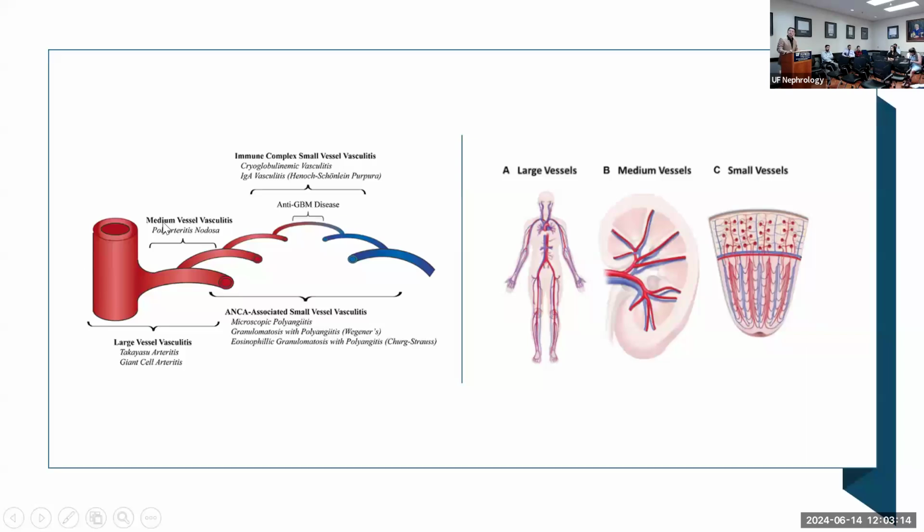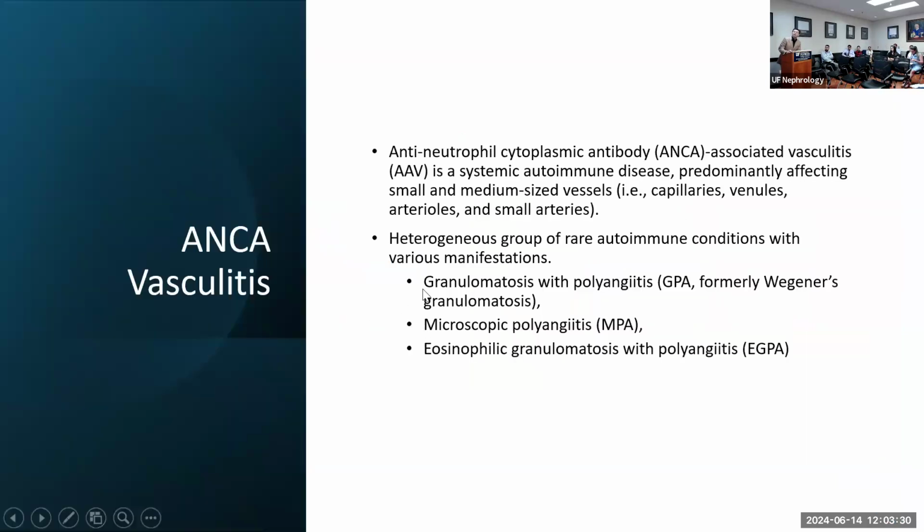So this is the famous picture of vasculitis, and we are going to talk about ANCA vasculitis. ANCA vasculitis involves the medium and small blood vessels. There are three diseases in ANCA vasculitis. One is GPA, granulomatosis with polyangiitis, formerly known as Wegener's. The next one is MPA, or microscopic polyangiitis, and the last one is eosinophilic granulomatosis with polyangiitis, also called EGPA.